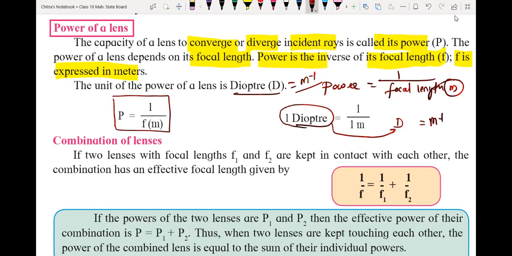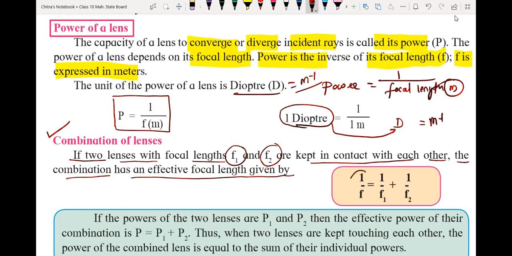Okay, so now we are going to discuss the combination of lenses. Sometimes two lenses are used together. What happens when two lenses with focal lengths f1 and f2 are kept in contact with each other? The combination has an effective focal length, which is given by 1 divided by f equals 1 divided by f1 plus 1 divided by f2.